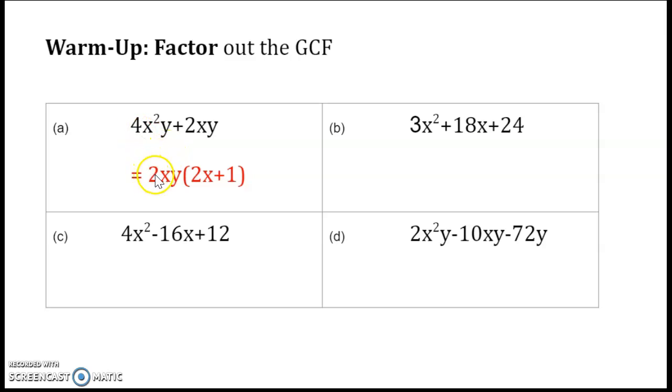So 2xy times what is 4x squared y? That's going to be 2x. And 2xy times what is 2xy? It's going to be plus 1. Okay? Do not lose this plus 1. This is very, very significant.